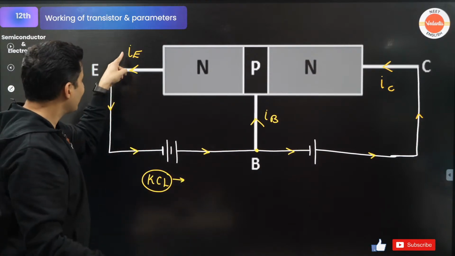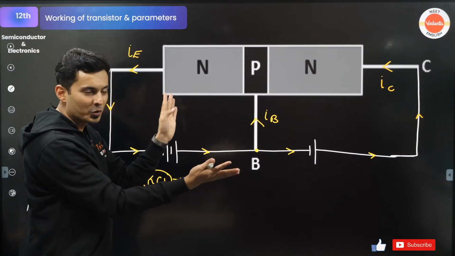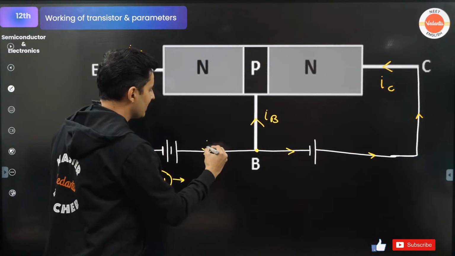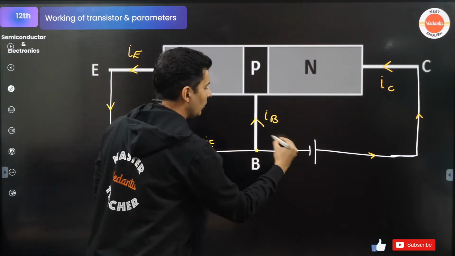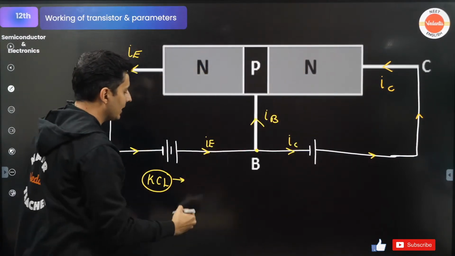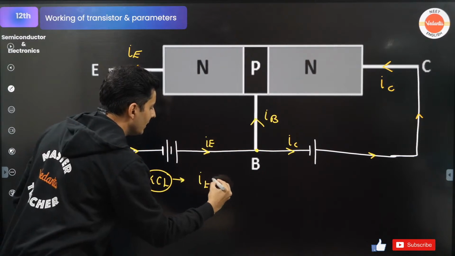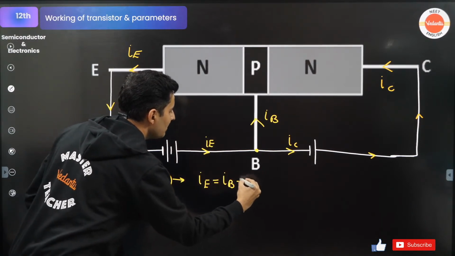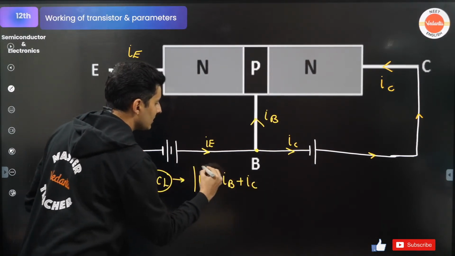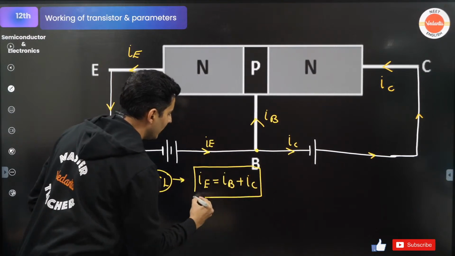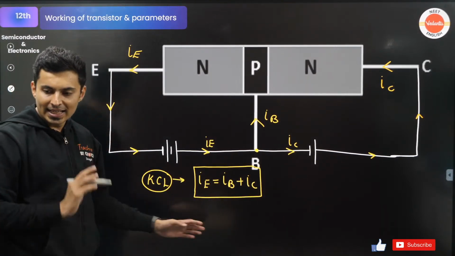Obviously, it's the emitter current which splits into two. The emitter current splits into the base current and the collector current. So IE will be equal to IB plus IC. This is the final formula that you get. Everyone with me? Excellent, guys.